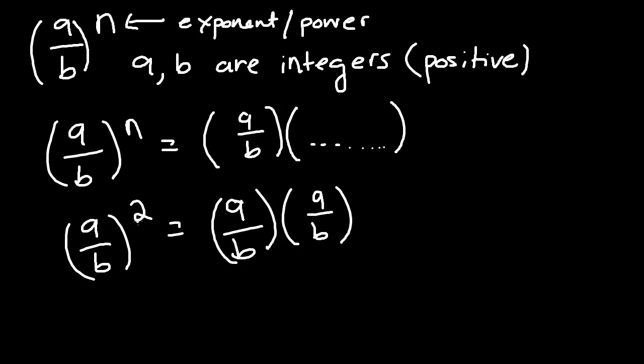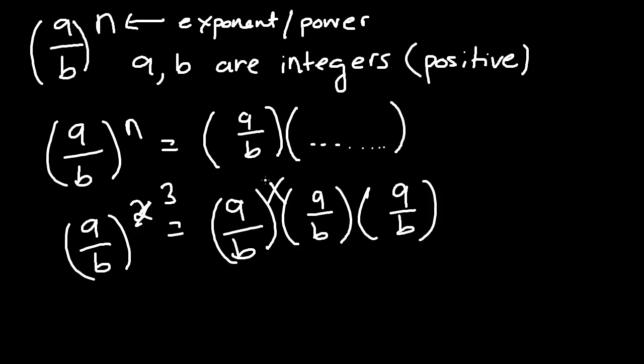So since n is 2 here, we multiply a over b by itself 2 times, okay. And if n was 3, a over b would be multiplied by itself 3 times, right? We would have another a over b here if n was 3, okay.